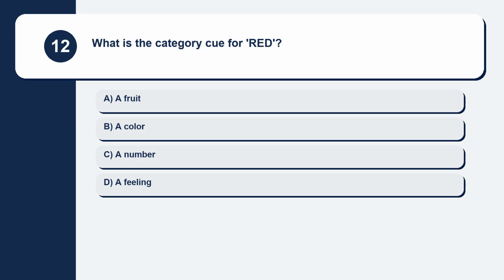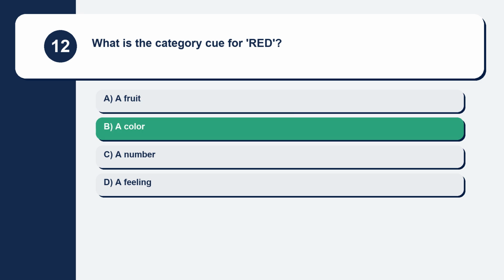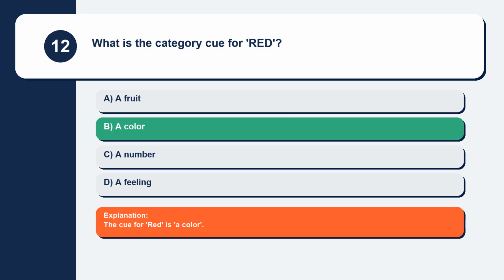Question 12. What is the category Q for red? A fruit. A color. A number. A feeling. The Q for red is a color.